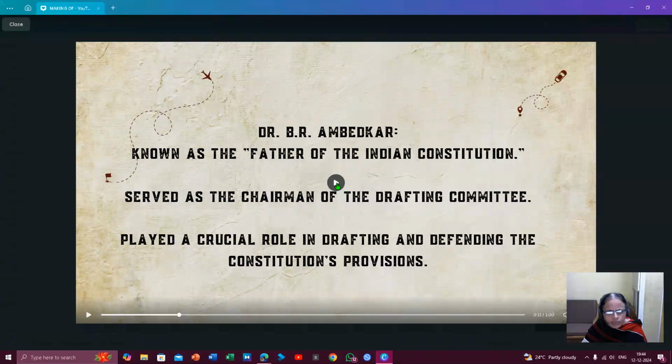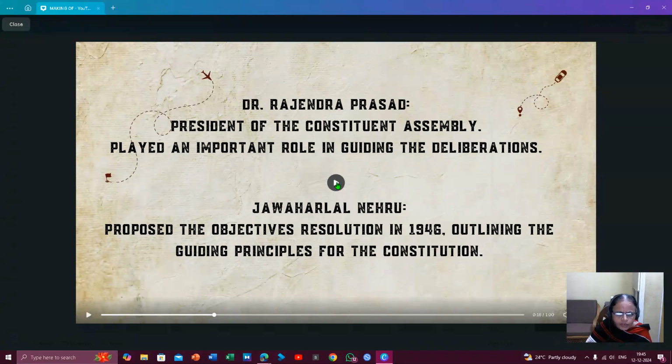In that, they selected a few learned people, and among them Dr. B.R. Ambedkar was the chairman of the drafting committee. He is also called the father of the Indian Constitution. He played a major role in drafting the constitution. Because of his great efforts, we call him the father of the Indian Constitution. Along with him, Dr. Rajendra Prasad was the president of the Constituent Assembly.